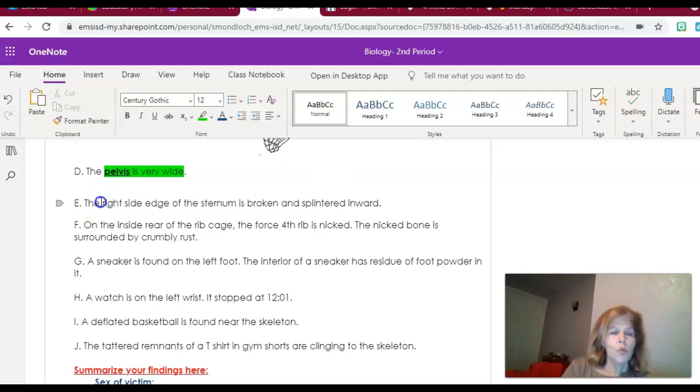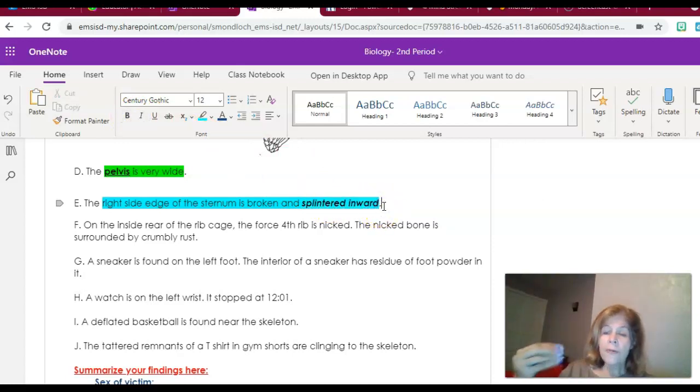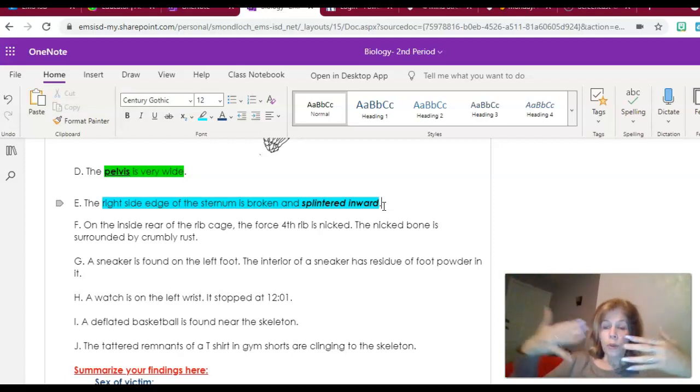So we have the right side edge of the sternum is broken and splintered inward. So let's see, I'm gonna make this blue. Splintered inward. Okay, that tells us the direction of the force. So I'm going to make that bold and italicize that. So that means whatever came in from the front. Your sternum is the center section that holds your ribs together. So there was a force that pushed it inward. So we know the direction of the force.